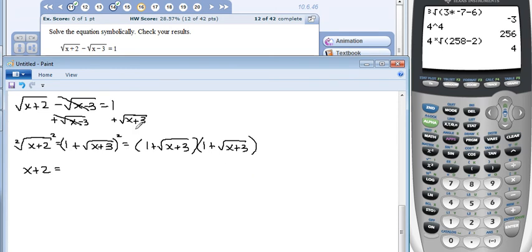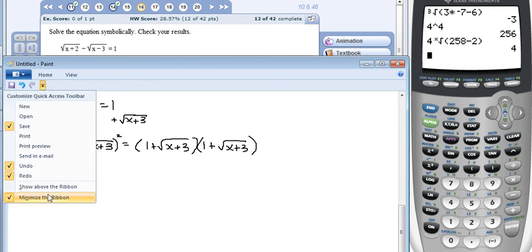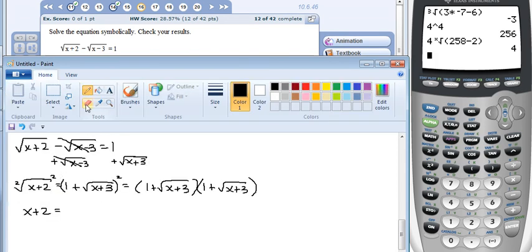Why did that become a plus? I don't know. It shouldn't be a plus. I don't know what happened there. Okay, let me get, oh here, I'll show you my little eraser. I like my little eraser. Okay, so this is gone. This is gone. This is gone. I like that. I think that's pretty cool.